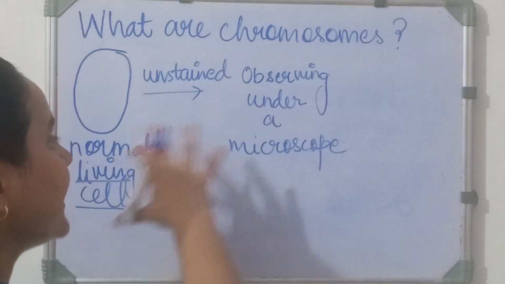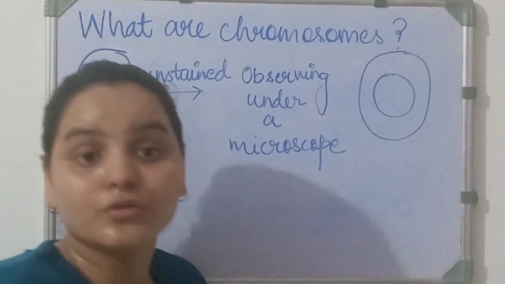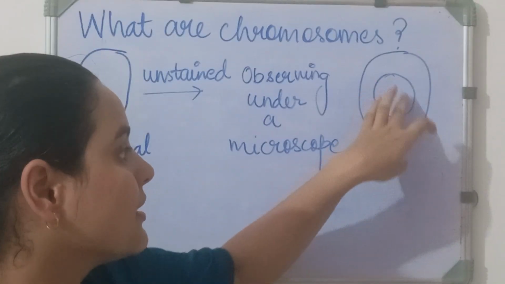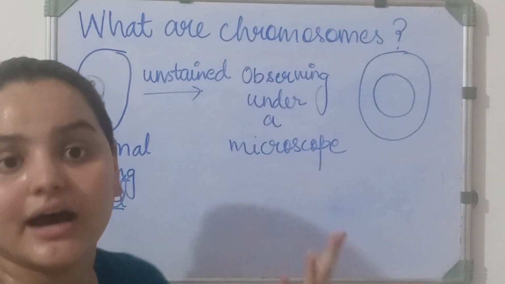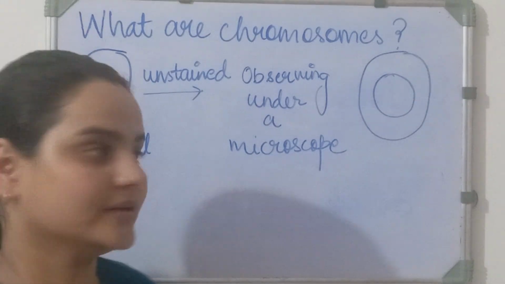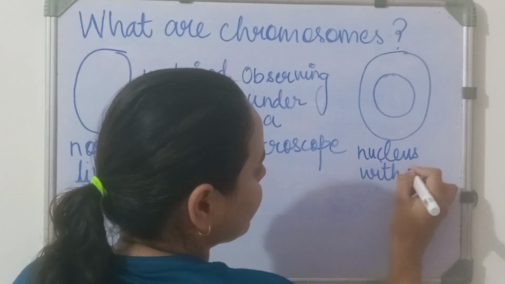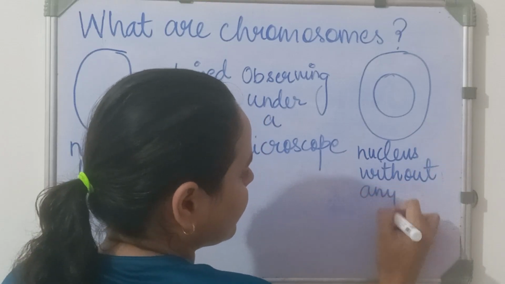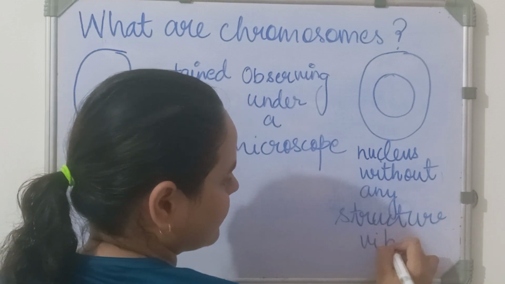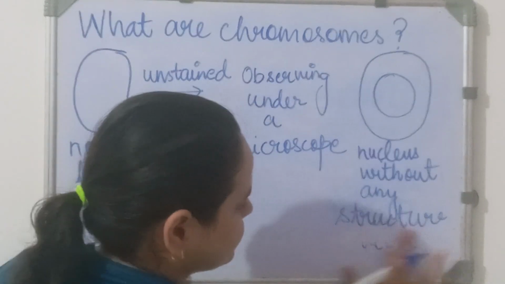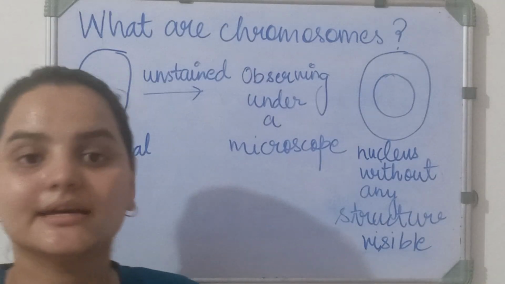When you observe this under a microscope, this is the cell and this is the nucleus. You won't be able to see anything inside the nucleus because this cell is unstained. Because of this, you are not able to see anything. So, nucleus without any structure visible. Now let's see the other condition.